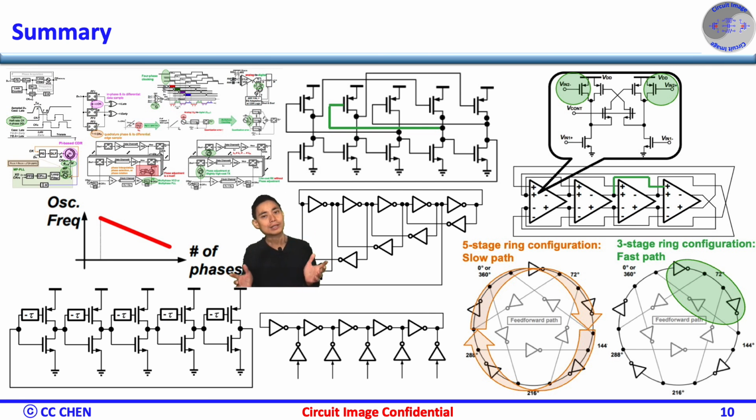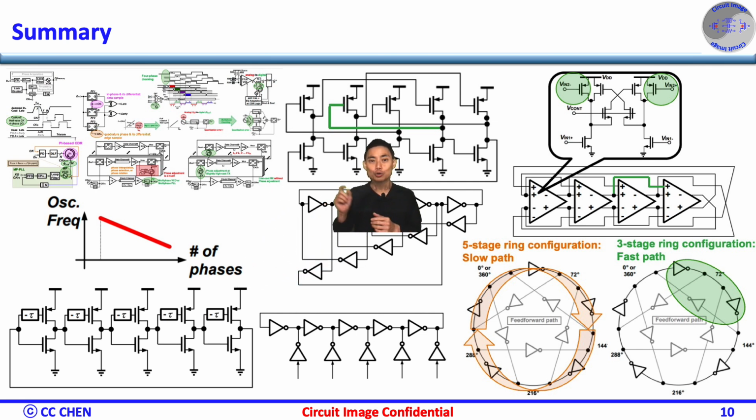In other words, the ring-based VCO may achieve your target frequencies, but may still not provide you with enough output phases. On the other hand, you may need a certain number of output phases in your application, but your ring-based VCO is not fast enough to meet your required clock frequency.